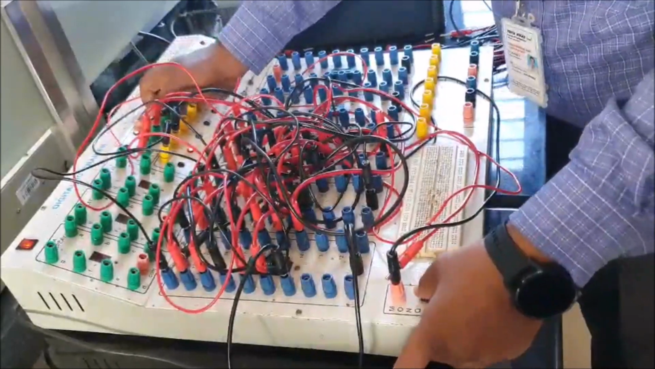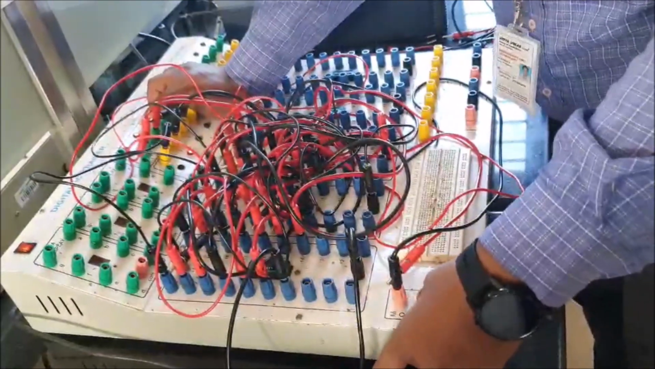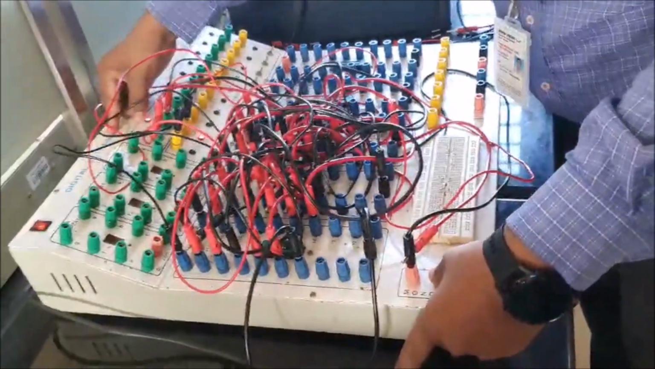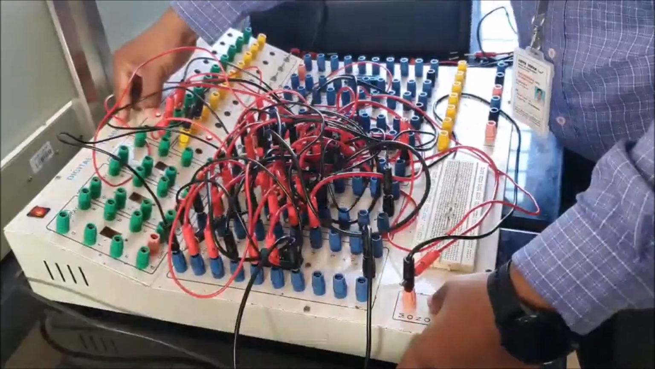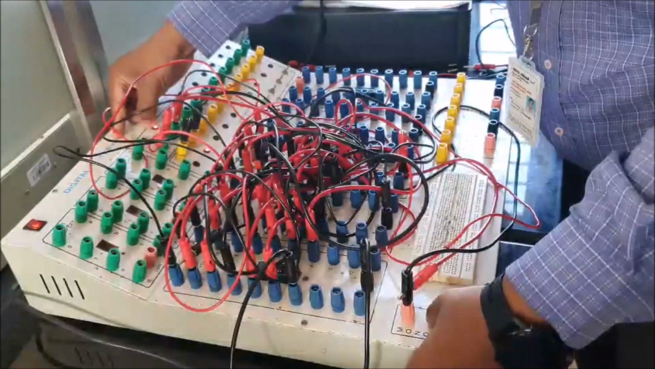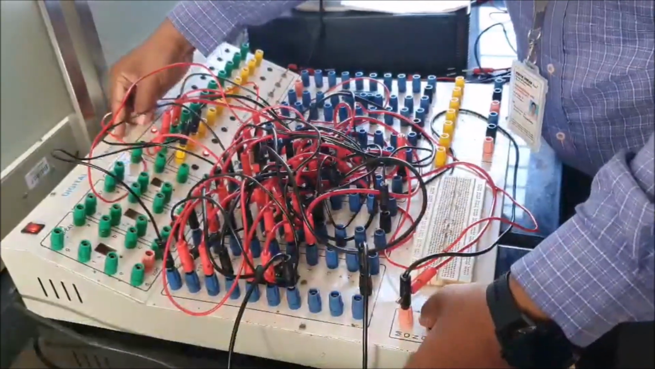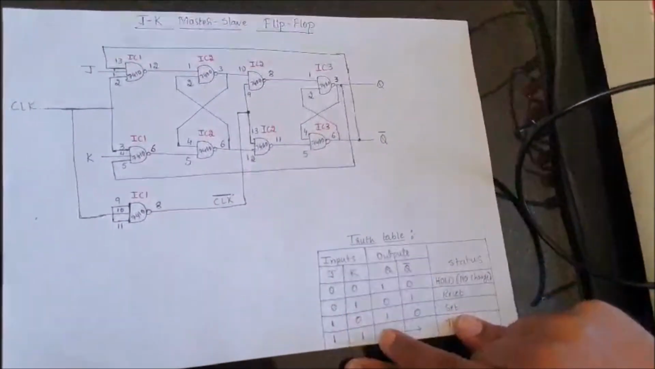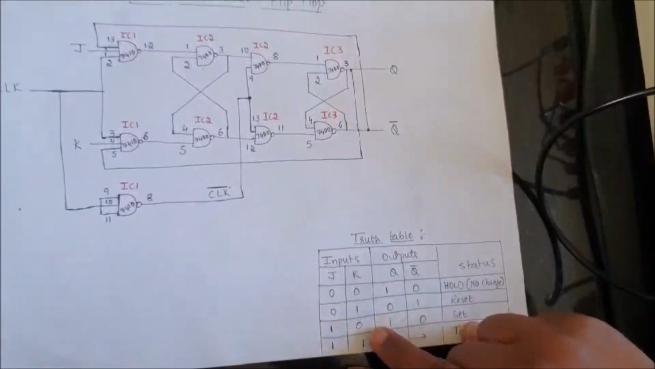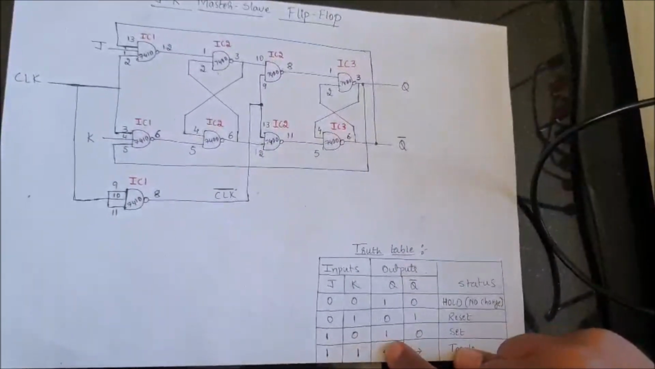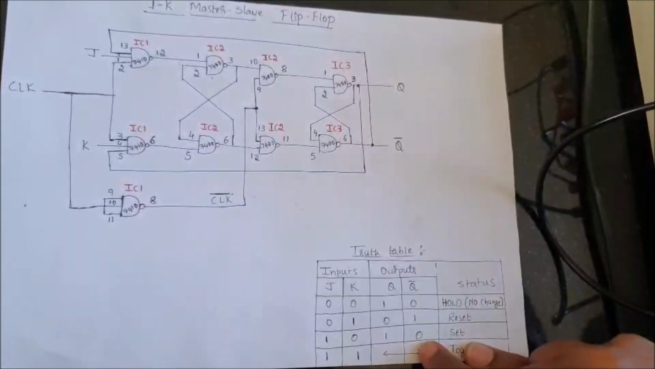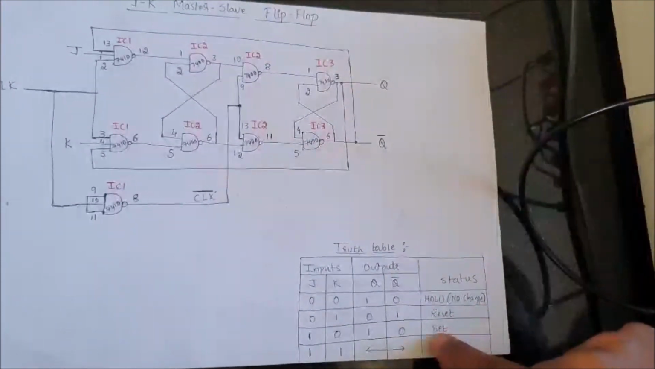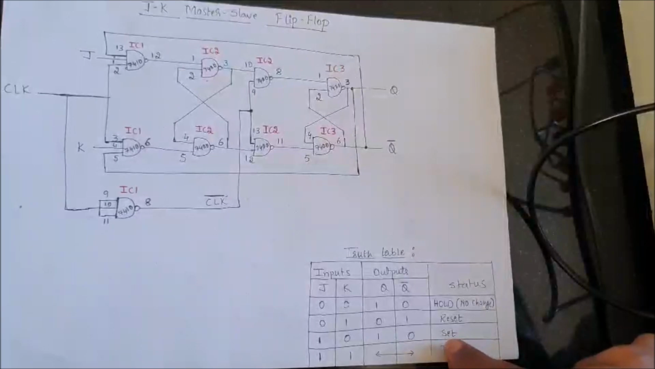Q bar is equal to 1 here. So even when I press the monopulse clock, the JK master slave flip-flop is in reset mode, because in reset mode the output Q is equal to 0 and Q bar is equal to 1. Now I will take up the third input combination, that is when J is equal to 1 and K is equal to 0, the output should be Q is equal to 1 and Q bar should be 0, and when I give the monopulse clock, the JK master slave flip-flop will be in set mode.